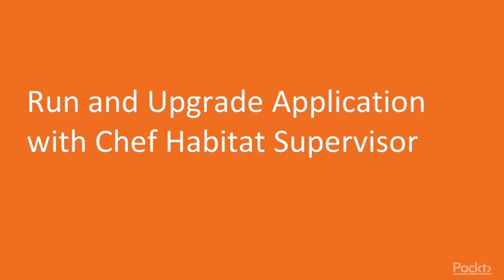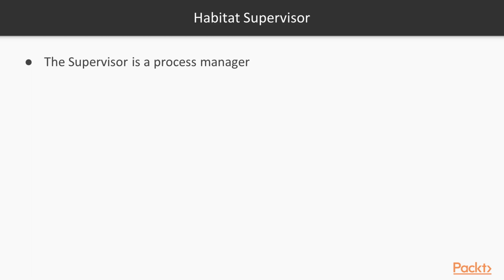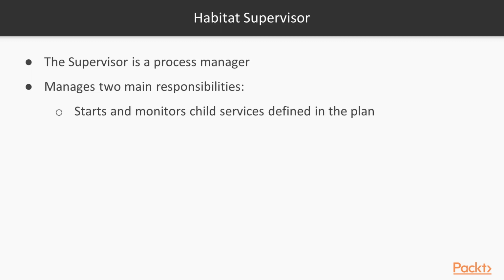In this video, we will learn how to run and upgrade an application using Chef Habitat Supervisor. Running an application with Chef Habitat Supervisor enables us to update runtime configurations and also roll out changes according to built-in update strategies. So two main responsibilities of the supervisor process, which is like a manager process, is to start and monitor those child services which are defined in the plan.